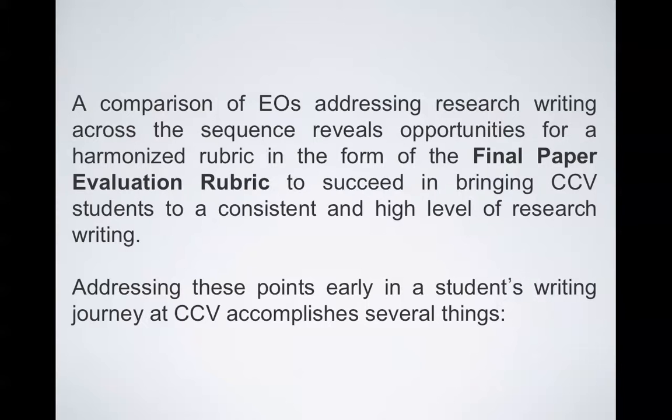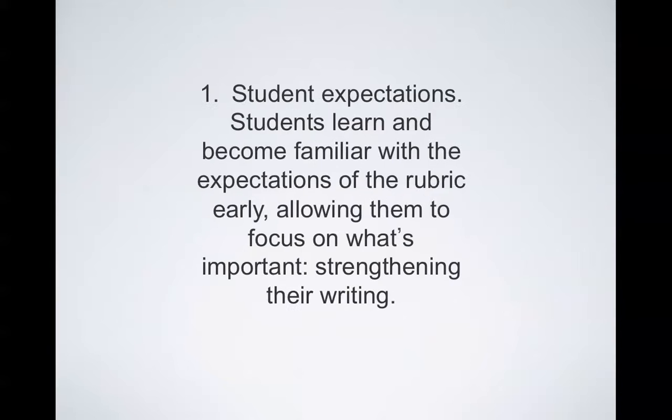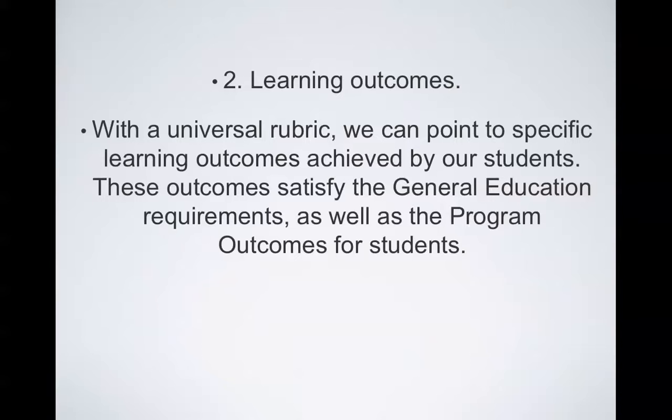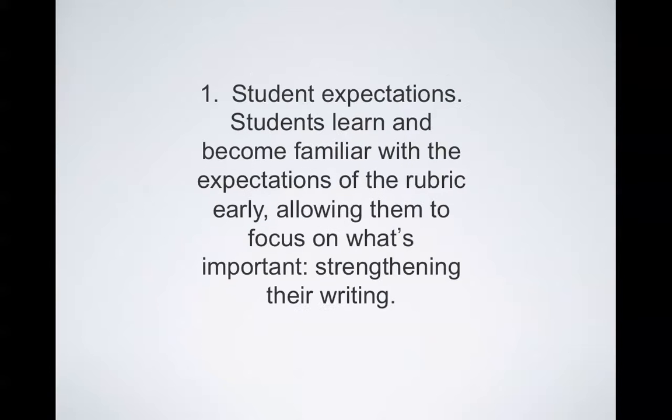A comparison of the essential objectives addressing research writing across the sequence reveals opportunities for a harmonized rubric in the form of the final paper evaluation rubric to succeed in bringing CCV students to a consistent and high level of research writing. Addressing these points early in a student's writing journey at CCV accomplishes several things. First, student expectations. Students learn and become familiar with expectations of the rubric, allowing them to focus on what's really important, strengthening their writing.